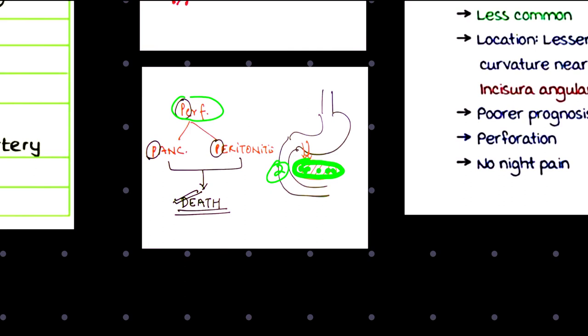And because of this pancreatitis and peritonitis, the pancreas will totally be unfunctional, and it may result in the death of the individual also. So it has a very poor prognosis, and there is high mortality in this case. Okay, this is one complication.